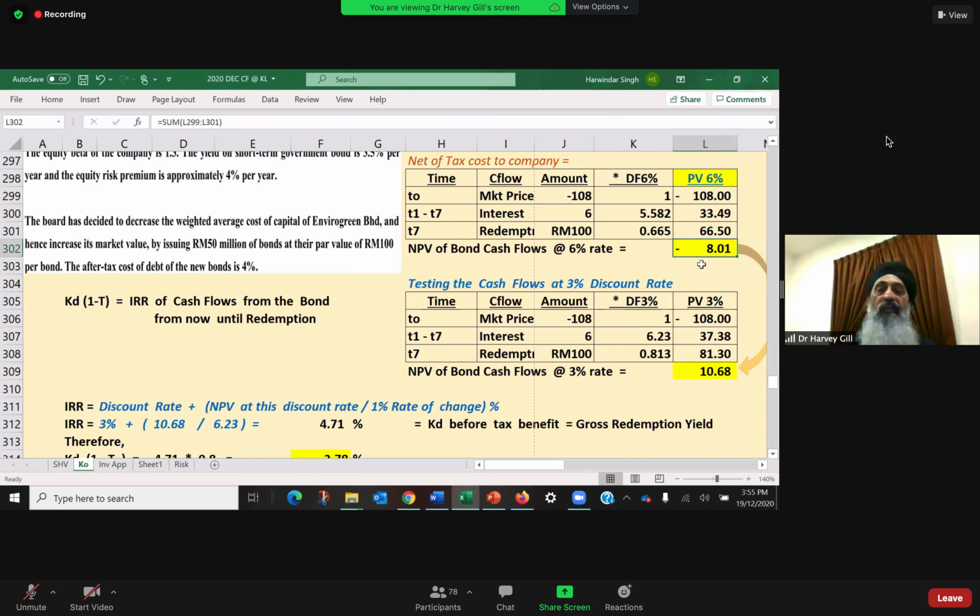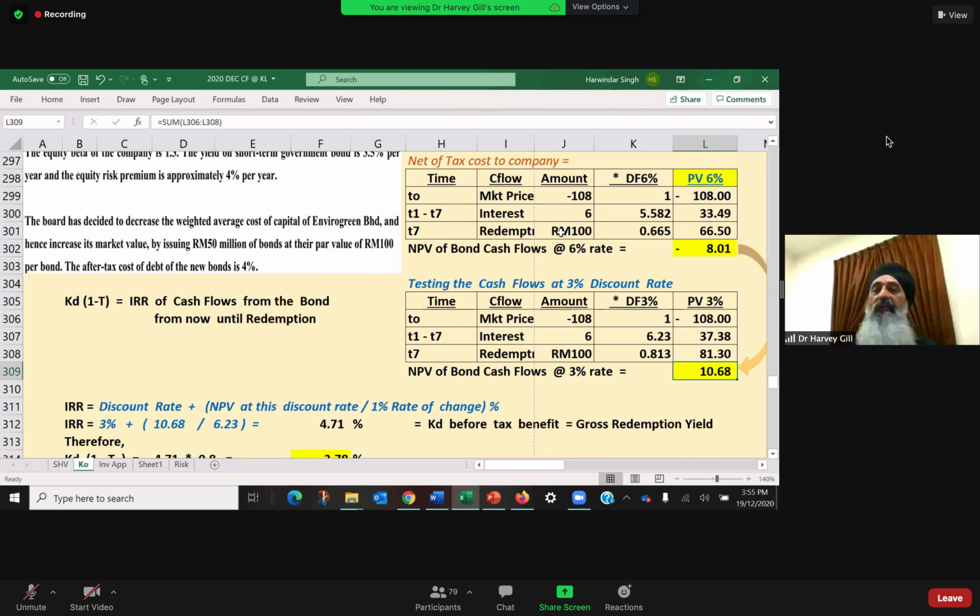Then I say, okay, fine. Now let me test it at 3%. If I buy these bonds and I test the cash flows at 3%, will I get a 3% return? Answer, yes, you will get 3% and a bit more than 3%, because here it is not zero, it is more than zero. Yeah. Sorry, the question was, where do I get the 0.665, the value in the table?